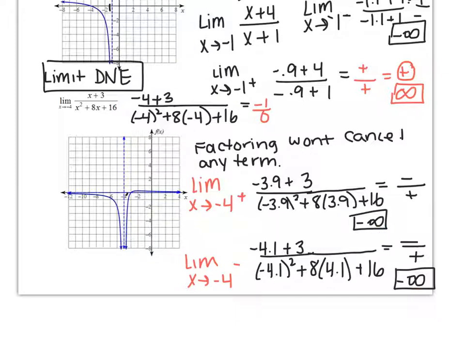Now, since the limit from the left is equal to the limit from the right, we could say that the limit as x approaches -4 is just -infinity. That is what it approaches. That is your answer. All right, let's move on to the back page.